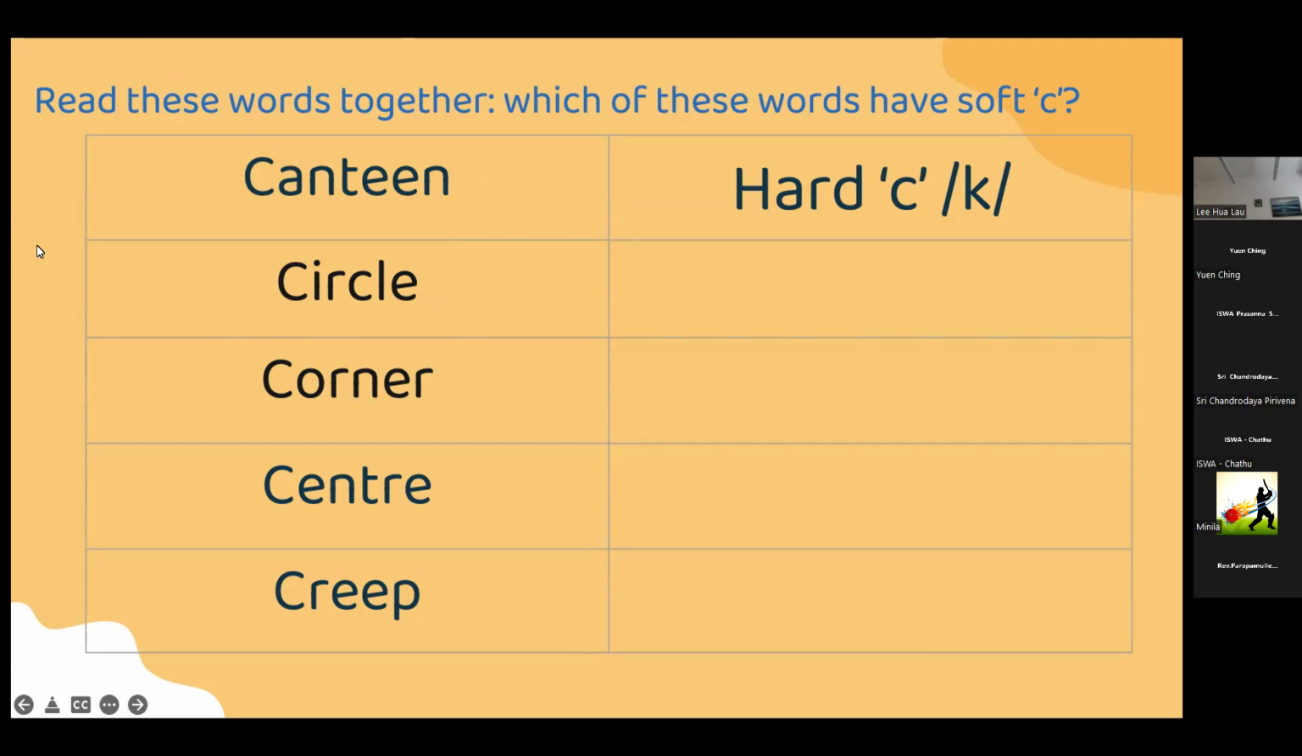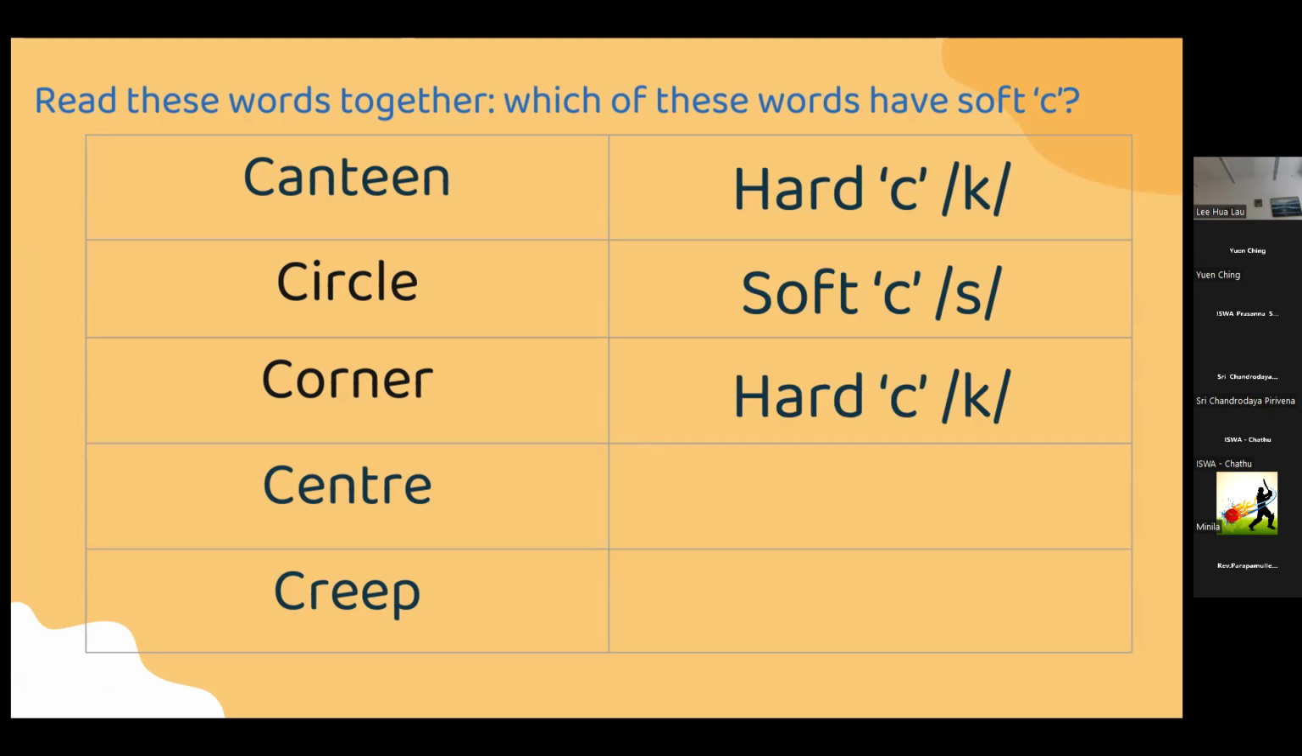Is it a hard or soft C? This is soft C. Okay, that's correct. So it's soft C because it's circle. So the next word, corner. Is it a hard C or a soft C? Hard C. All right, you got it correct. So it's K, so it's a hard C. All right. The next word.